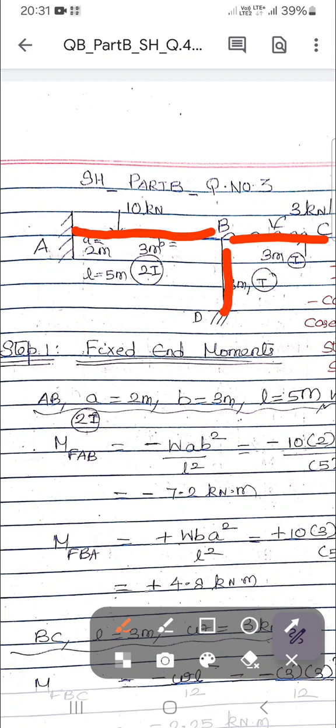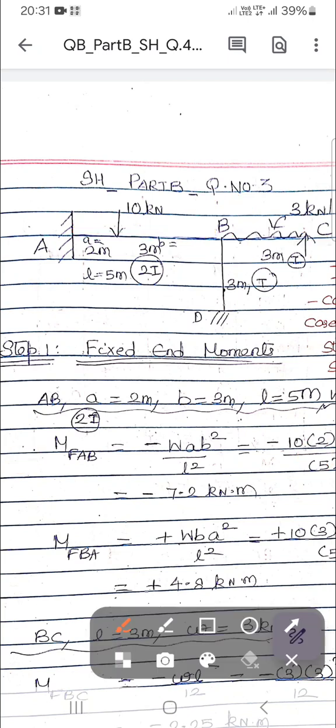So then for B distribution factor, we have to write BA first, then we have to write BD, then we have to write BC. I think you know why. Because next in the distribution table we'll have the joints A, B, C. So B, if it has BA, BC and BD, BC should be written near to CB. So that you will understand distribution factor.